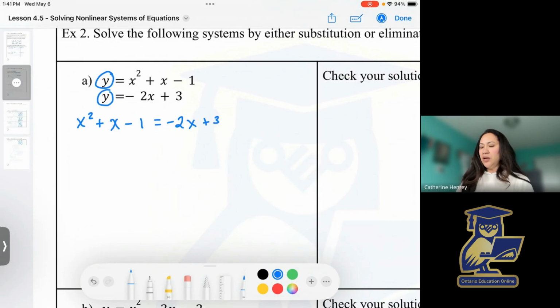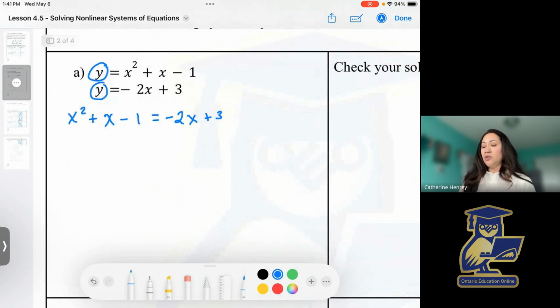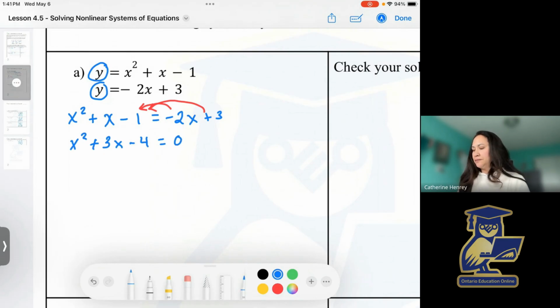In this situation, when we solve for a system, we want to make one side equal 0. So I'm going to move the negative 2x over, and I'm going to move positive 3 over. Don't forget to change your signs. So we'll have x squared plus x plus 2x, so we'll have 3x now, and negative 1 minus 3 as it comes over is negative 4. And on the right side, I would have 0. Let's take a look at what we have here. We have a quadratic function.